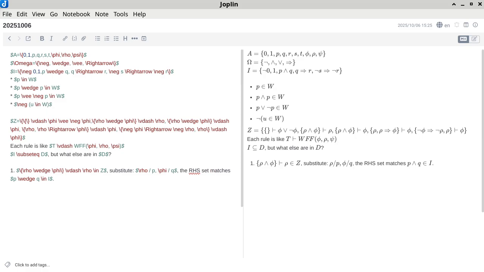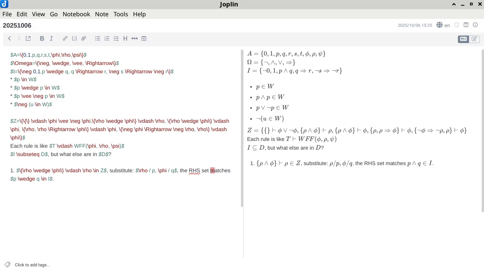Can the conjunction have the same thing on both sides? Yeah, rho and phi can match exactly the same thing. I'm just looking for a conjunction. I call the left-hand side rho, I call the right-hand side phi. That's what I'm looking for. I'm looking for a conjunction that is known to be true or somehow derived to be true at this point. Can I have a match?